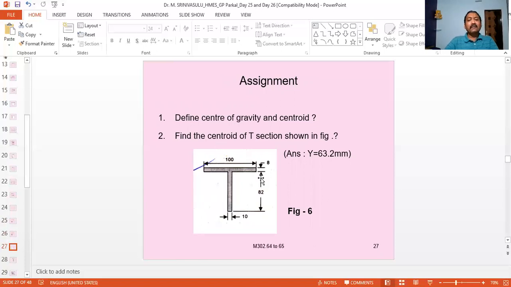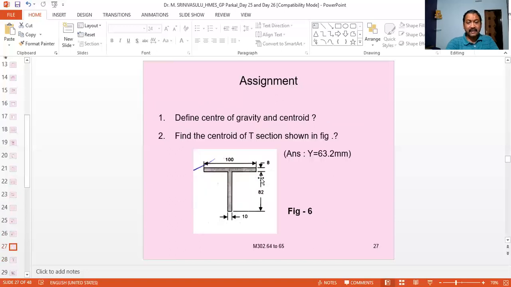And some problems can be taken for the assignment. We need to read ourselves and prepare about the definition of the center of gravity. So these are the problems and questions. First one is define center of gravity and centroid. Second, a problem is given and we need to find out the centroid of the given section.